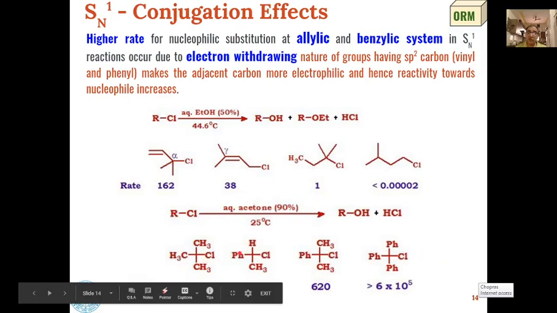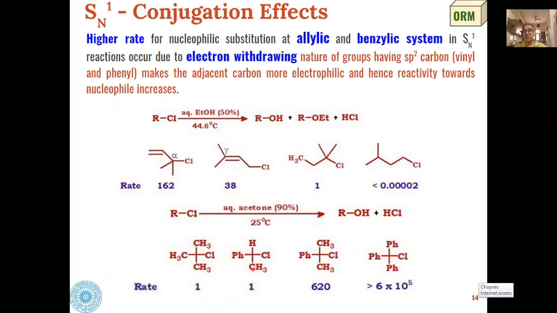So what has been done is that one methyl group has been replaced by phenyl, and at the same time one methyl group has been replaced by H. That means the carbocation formed will be a secondary carbocation. Here it was tertiary, but the rate of reaction remains almost the same, because although it is secondary, one phenyl group is attached to it, and that is why the rate of reaction remained the same.